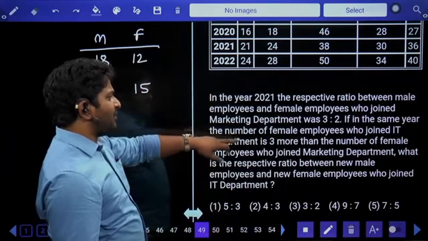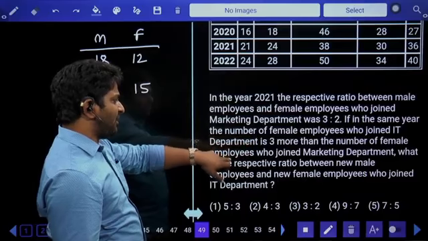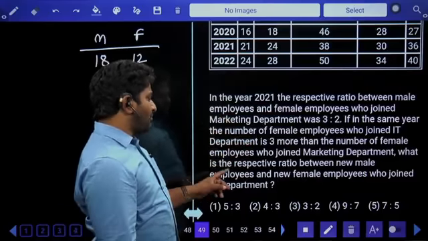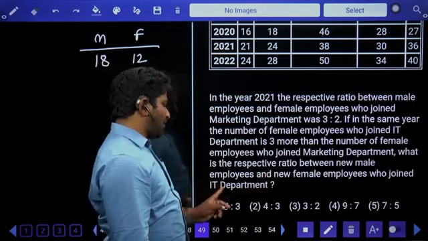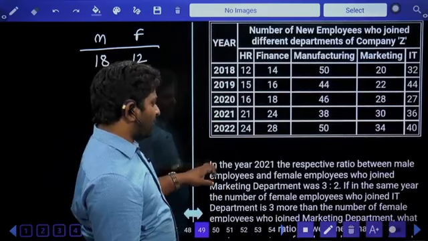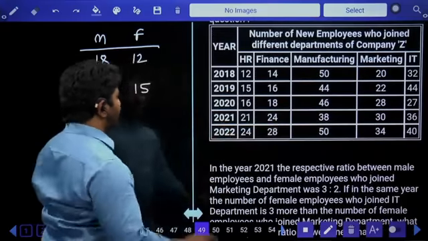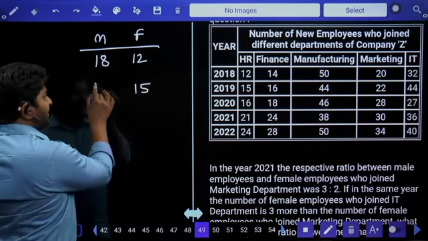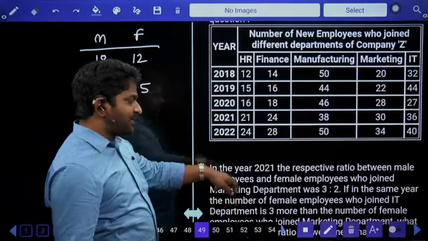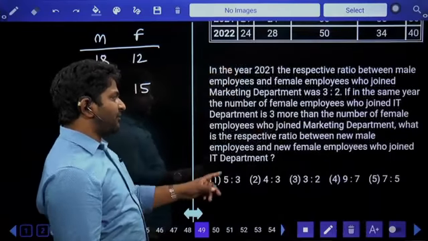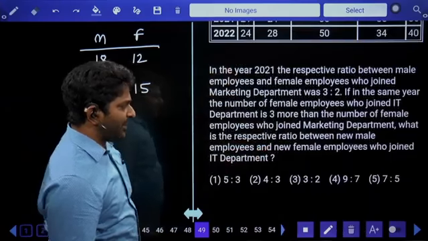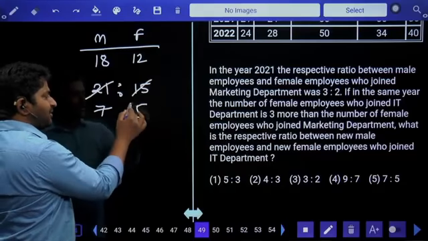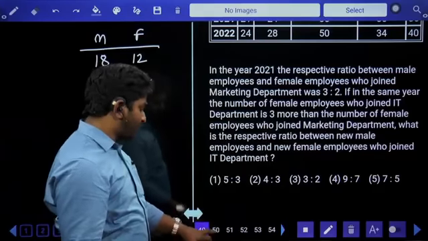In the same year, the number of female employees who joined the IT department is 3 more than female employees in the marketing department. What is the respective ratio between new male employees and new female employees who joined the IT department? Now, IT department for year 2021, we already have 36. Out of 36, 15 are female employees, remaining 21 are male employees, and we were asked to calculate the ratio between male new employees and female employees, that is equal to 21 and then 15. 3 7 times here, 3 5 times. Ratio is 7:5, fifth option.